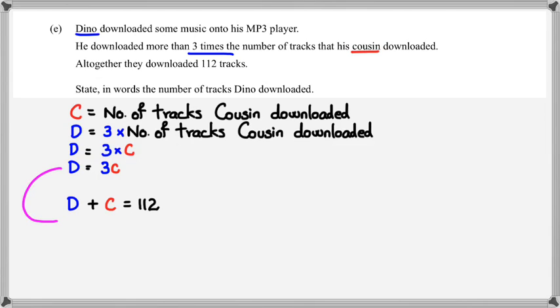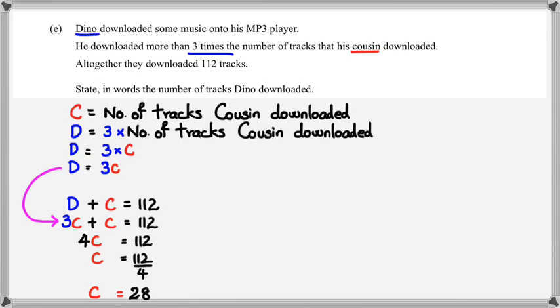But what we know is that D is equal to 3C. So we can write D as 3C and then plus whatever the cousin downloaded, equals 112. So simplify this. We've got 4C equals 112 and C is 112 divided by 4, which means C equals 28. Now, this is just the number of tracks the cousin downloaded, guys.